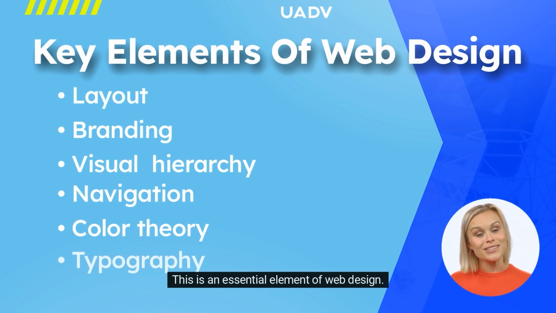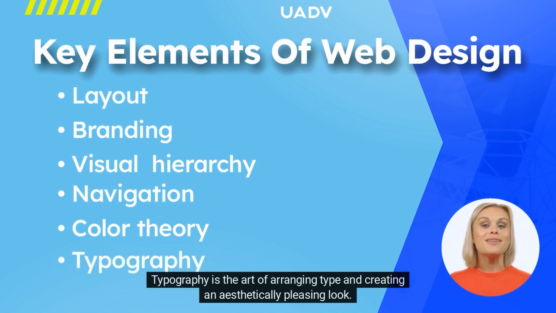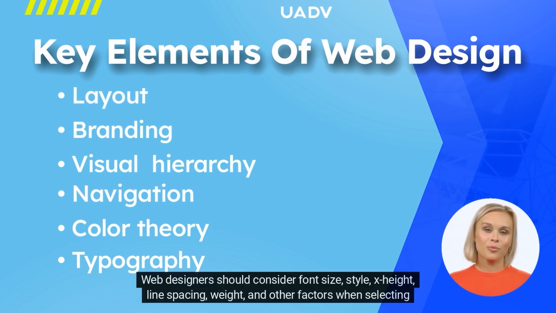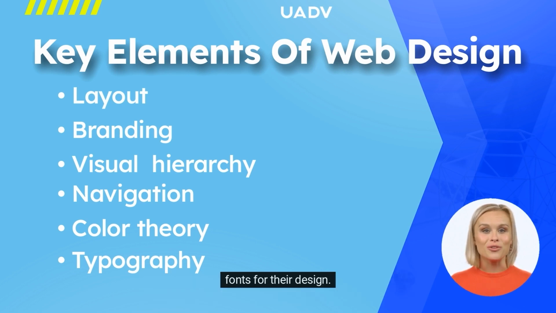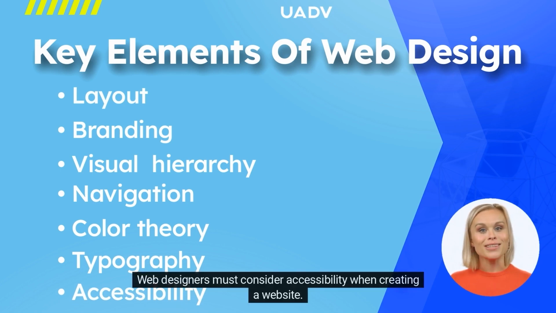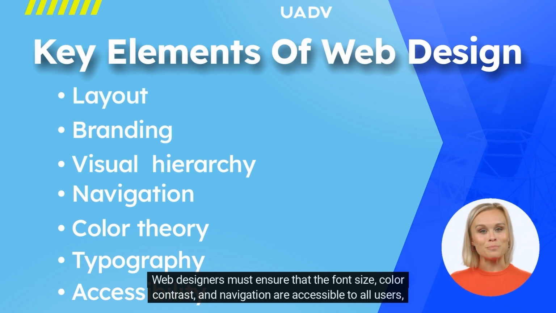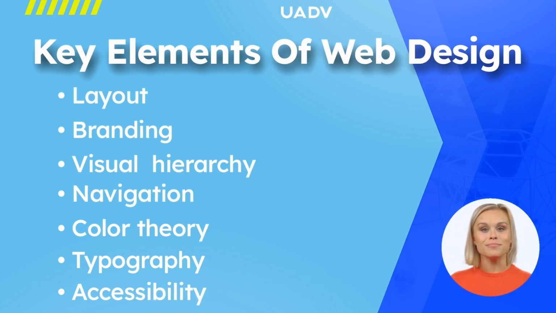Typography. This is an essential element of web design. Typography is the art of arranging type and creating an aesthetically pleasing look. Web designers should consider font size, style, X-height, line spacing, weight, and other factors when selecting fonts for their design. Accessibility. Web designers must consider accessibility when creating a website, meaning the website should be easily navigable for all users. Web designers must ensure that the font size, color contrast, and navigation are accessible to all users, regardless of their abilities.